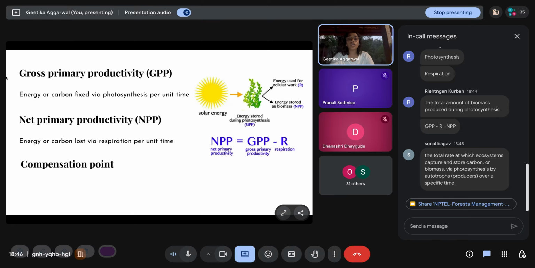And then there's something called compensation point. So do you guys know what is compensation point?